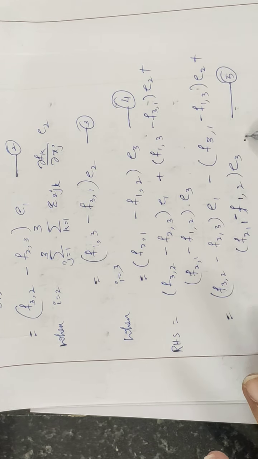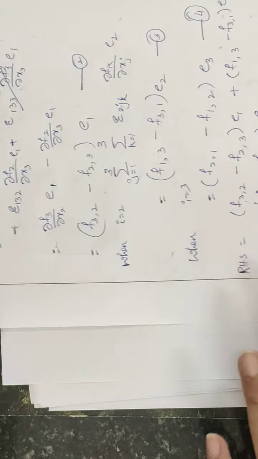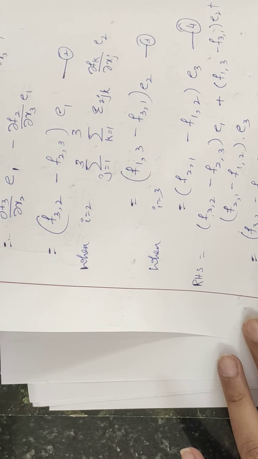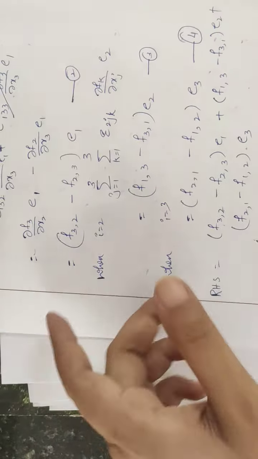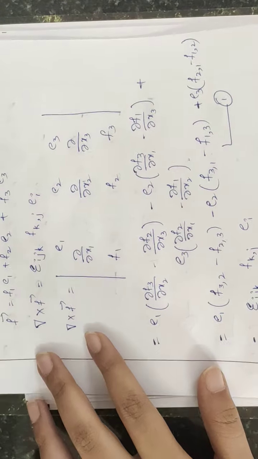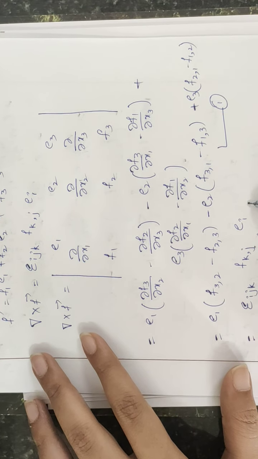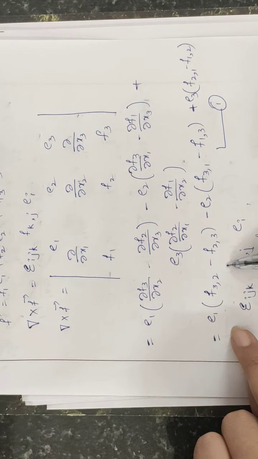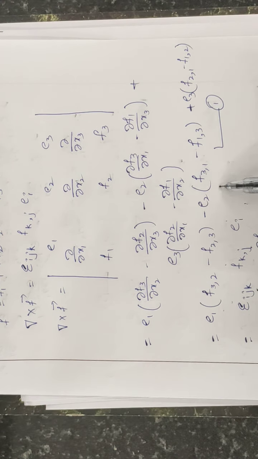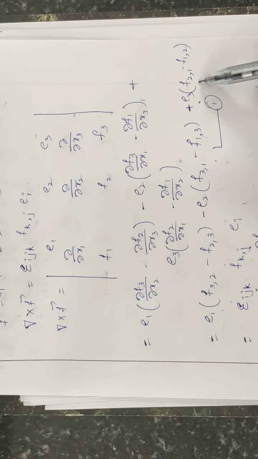Now you can check that your equation number 5 is equal to your equation number 1, right? So therefore LHS is equal to RHS. So we can say that del cross F is equal to epsilon ijk fk,j ei, or it is equal to E1 (f3,2 minus f2,3) minus E2 (f3,1 minus f1,3) plus E3 into (f2,1 minus f1,2). Okay.